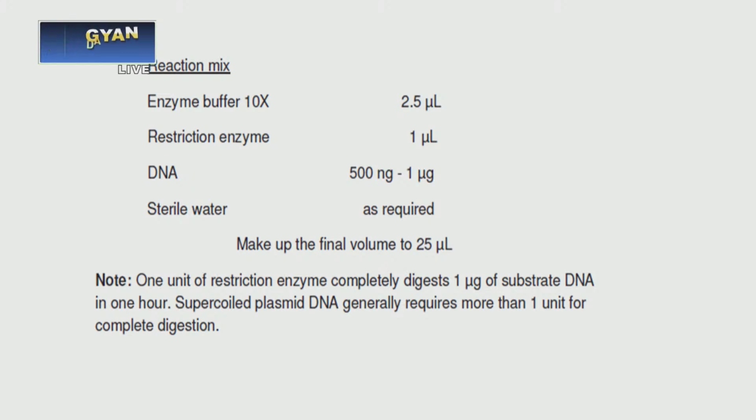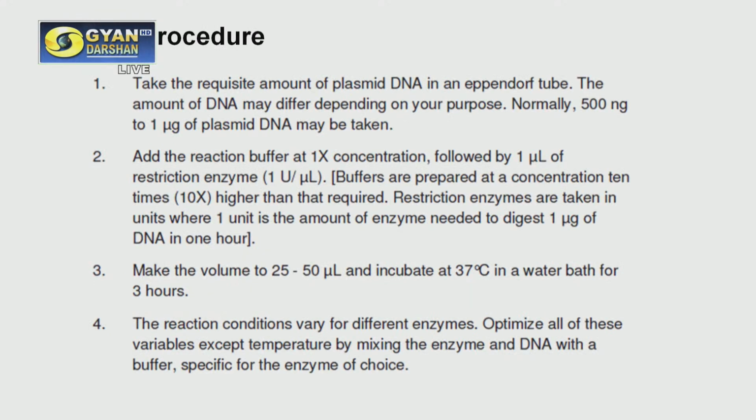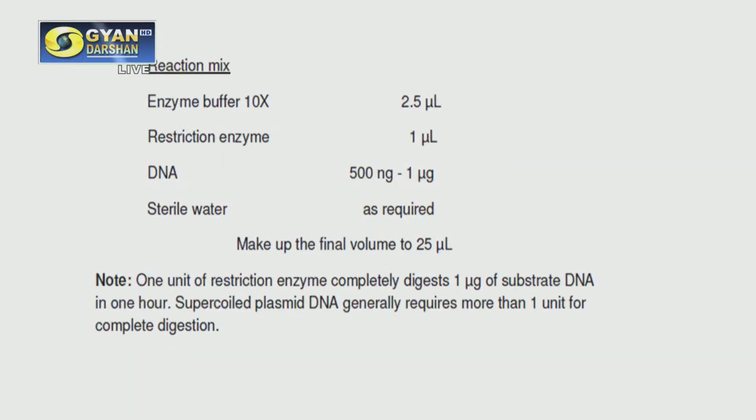Now, what is meant by this 1 unit of restriction enzyme? Because I have written 1 unit per microliter. What is meant by unit? 1 unit of enzyme means it can digest 1 microgram of DNA in 1 hour. So supercoiled plasmid DNA generally requires more than 1 unit for complete digestion. So it might vary, like you might need 1 unit, or sometimes even you might need 2 units. So it will actually vary with the plasmid.